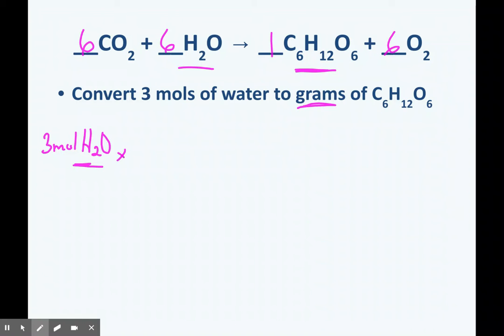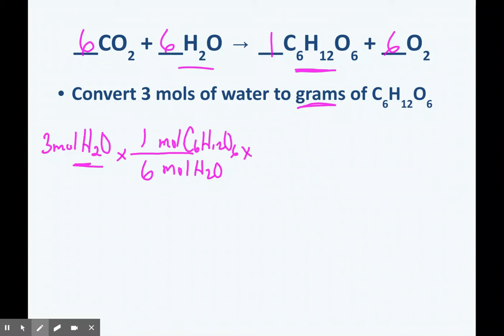So again, whatever you have to begin with goes on bottom in the next step. So moles of H2O. We have water, we're trying to get to sugar. So since we have moles of water, we can now switch to moles of the C6H12O6. We cannot go moles of water to grams of sugar. We have to go moles to moles. We have to use that molar ratio. So this was 1, and then this is 6.